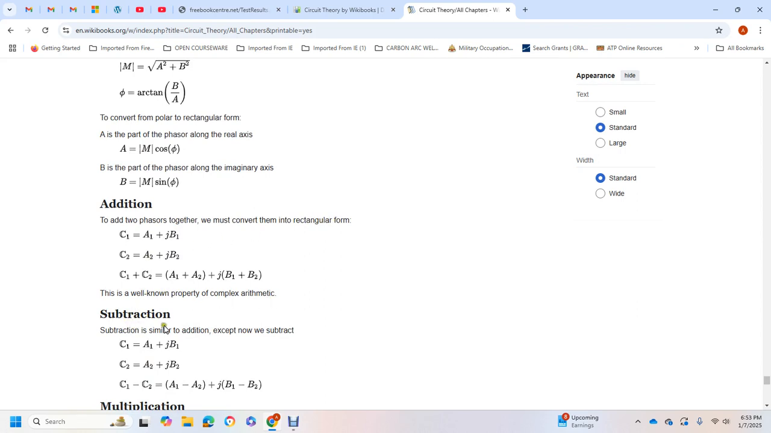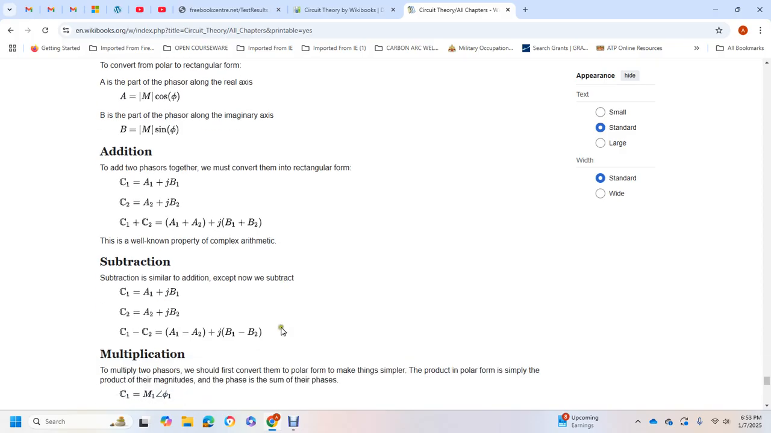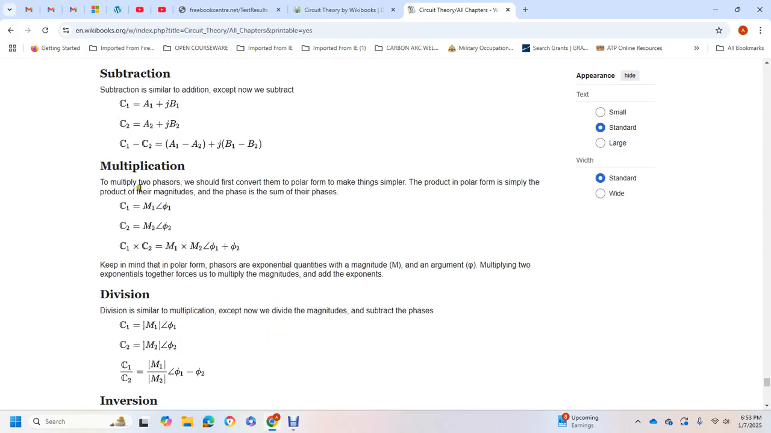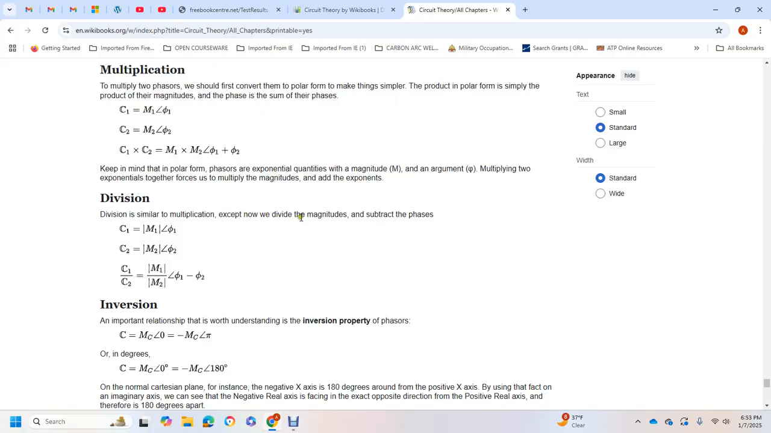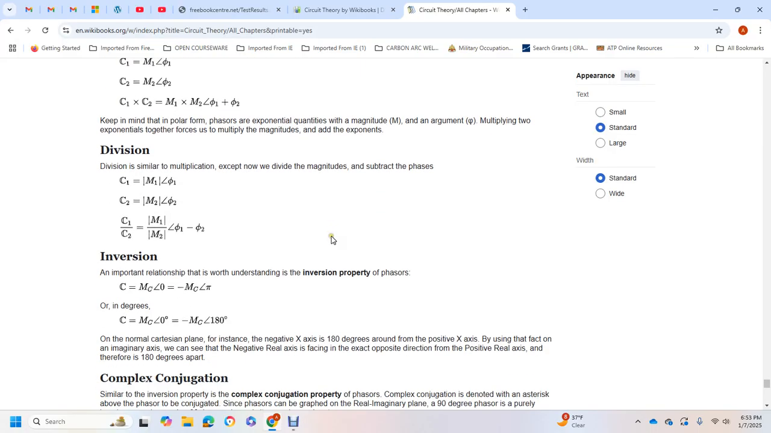Complex arithmetic. Subtraction is simpler than addition, except now you subtract. Multiplication: two phasors should first be converted to polar form. Keep in mind that a polar phasor is the exponential of the magnitude times the phase angle. Multiply the two exponential forms: multiply the magnitudes, add the exponents. Division is similar to multiplication, except that now you divide the magnitudes and subtract the phases.